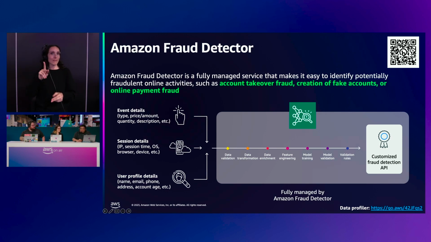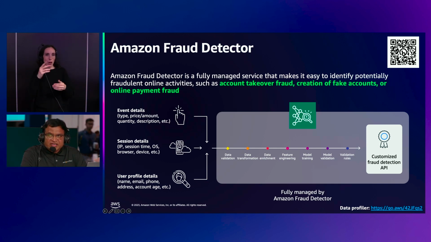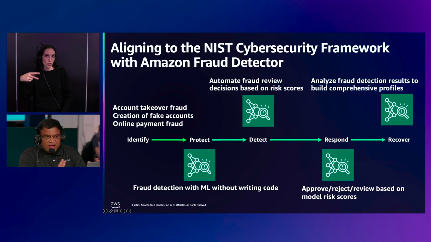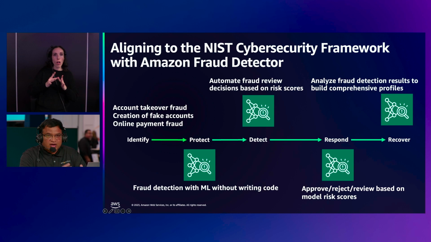So with Fraud Detector, you just bring the data, and then we take care of everything: feature engineering, training, everything, and then it comes with an API. An API is nothing but a kind of web service you can integrate with your application. Now, if you map it to threats, anything related to account takeover fraud, creation of fake accounts, online fraud, that is where you can use Amazon Fraud Detector. And you can build the model without any machine learning experience. And then once you build the model, you can detect by using the risk score.